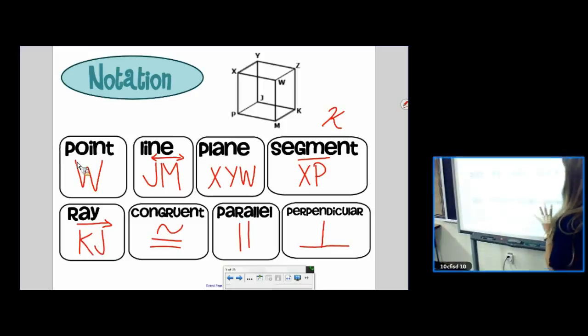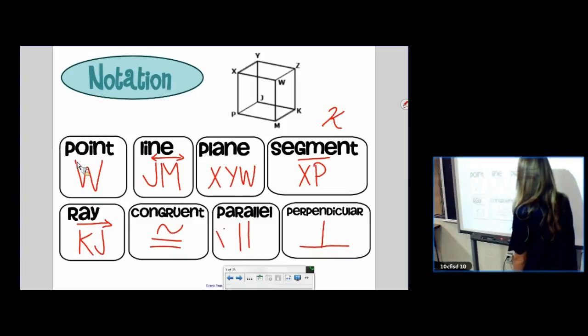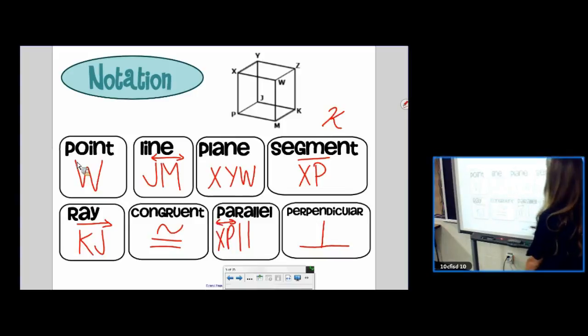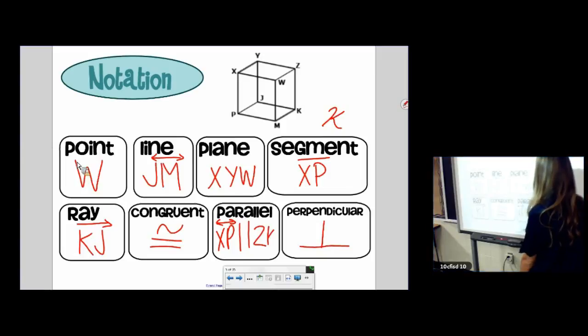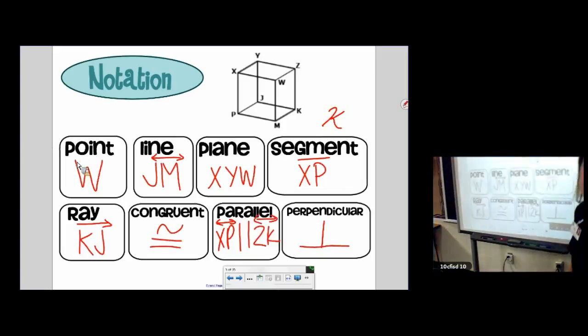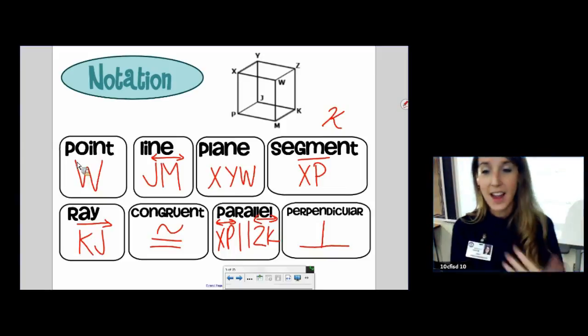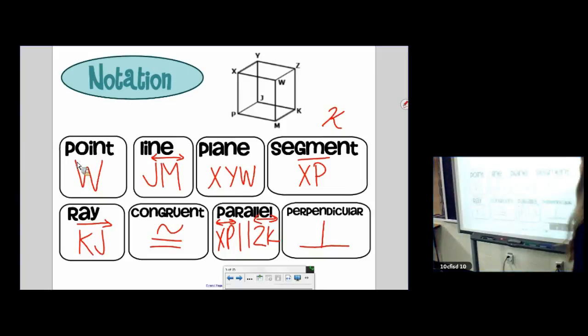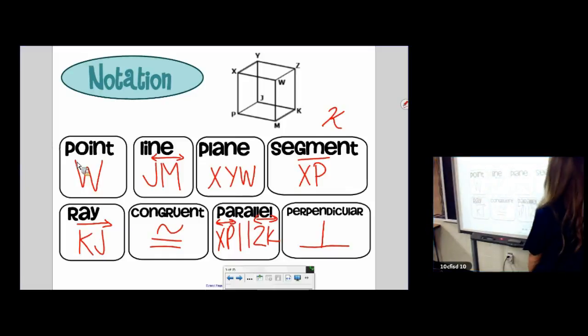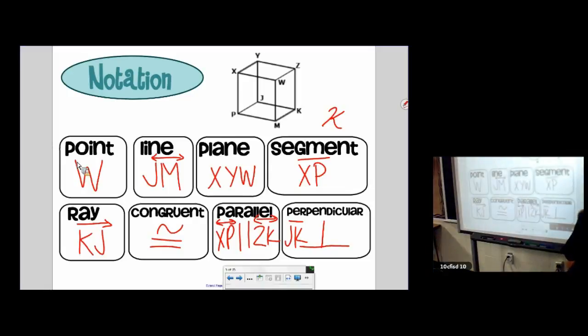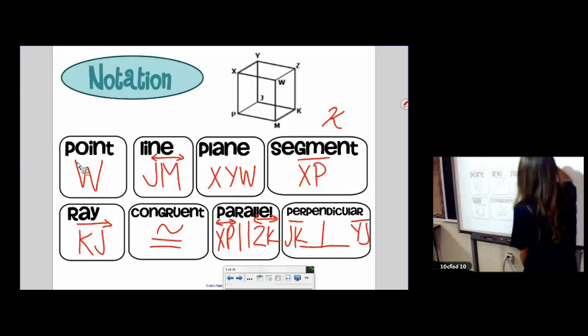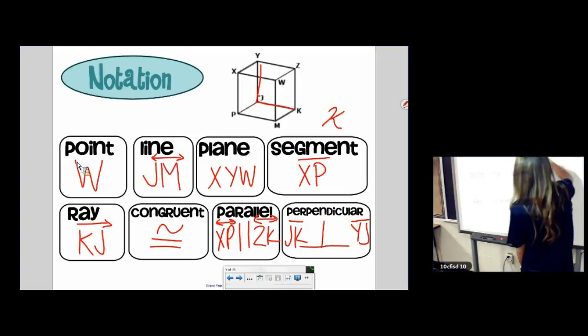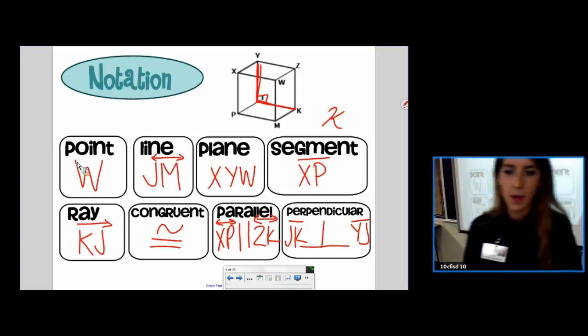Now, if I wanted to go a little bit further, I could have said XP is parallel to ZK, right? That's a whole sentence. Line XP is parallel to line ZK. I could have said, let's see, segment JK, I'm just kidding. Segment JK is perpendicular to segment YJ. Those are perpendicular right there. So I could have written a whole sentence if I wanted to.